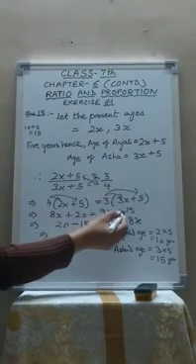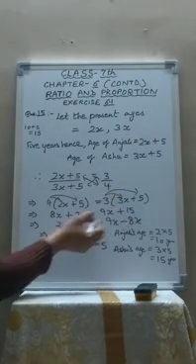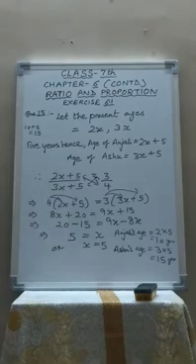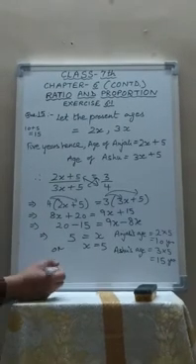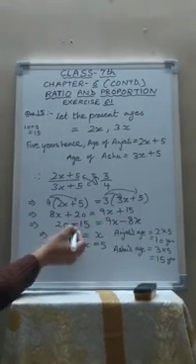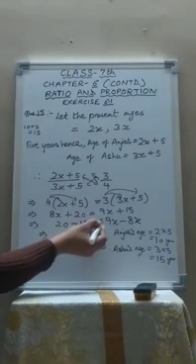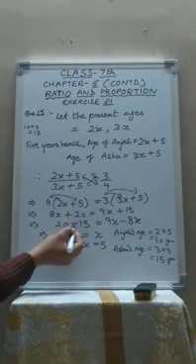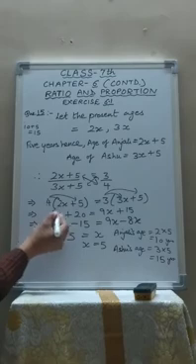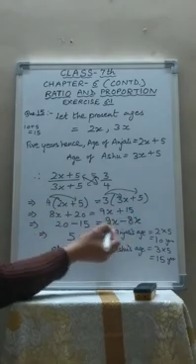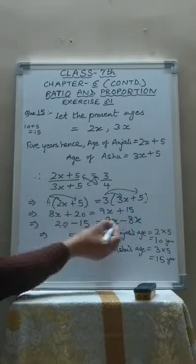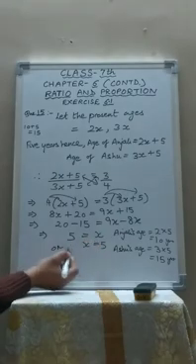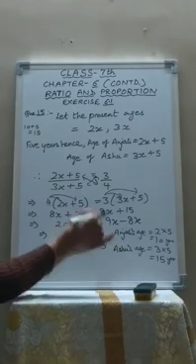Now I have transposed, shifted 20 minus 15, because it was plus, I am going to the opposite side, sign changes, so it becomes minus 15. And 9x, similarly 8x is going that side, becomes minus. So 20 minus 15 is 5 and 9x minus 8x is x. That means x equals 5.